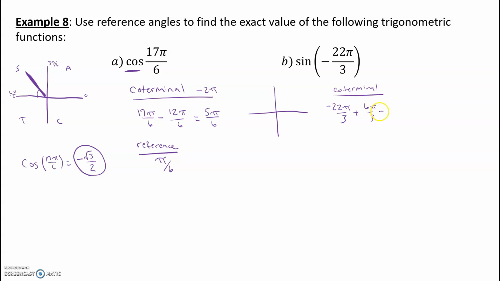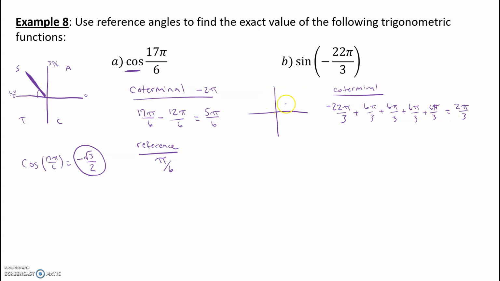And it looks like 6, 12, 18. It's going to take, oops, that's a pi. Pi over 3. It's going to take adding 24 pi's to get this back positive. So when we add all that, we get 2 pi over 3. All right, 2 pi over 3.